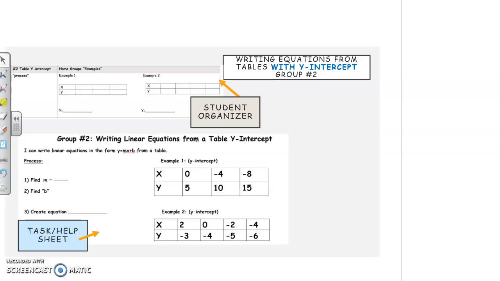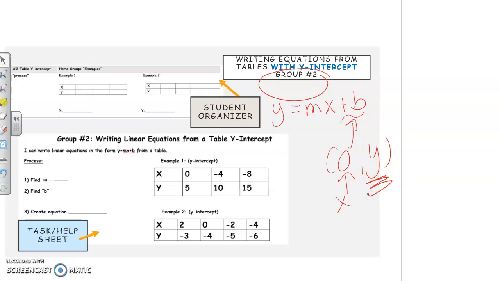So now I'm going to talk about example 2. This is going to be my group number 2. Their target is writing equations from tables with a y-intercept. So when we have y = mx + b, they're going to have the y-intercept in the table. They're looking for when x is 0, this y value. So again, this is the task sheet students will have in their groups. Their goal right here is writing linear equations in the form y = mx + b from this table.